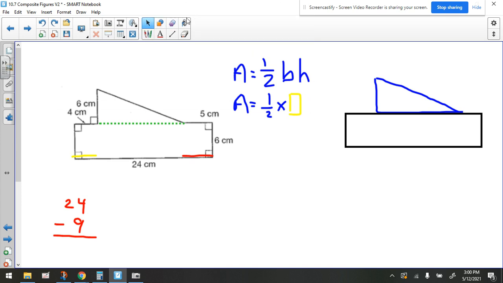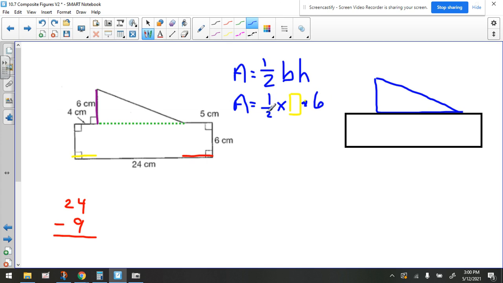And now let's talk about the height of this thing. Remember, the height has to be perpendicular to the base. So what number might be perpendicular to this green line? Well, it would be this line right here. Let me highlight it in purple. This line is perpendicular to this green line, and they confirm that by showing you this little symbol, which shows you perpendicular. All right, what's the length of that line? They tell you that it's 6.